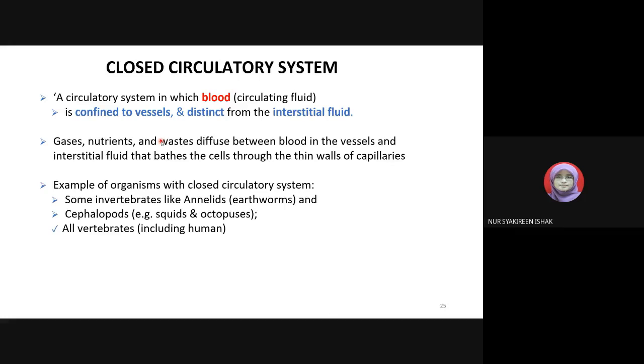So a closed circulatory system is a circulatory system in which blood, which is the circulating fluid, is confined to vessels and is distinct from the interstitial fluid. So the blood will not be mixed with the interstitial fluid. Gases, nutrients and waste diffuse between blood in the vessels and interstitial fluid that bathes the cells through the thin wall of capillaries.